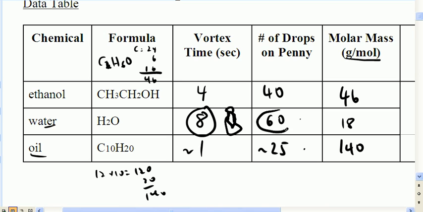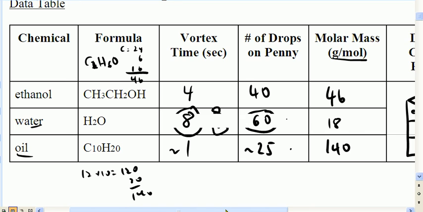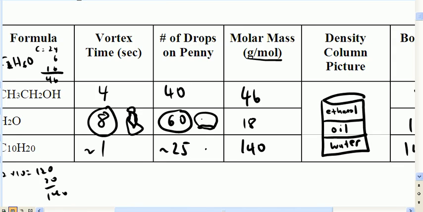We also saw that water held the most drops of water on the penny, showing that water really is friendly with itself. It's a very sticky molecule, therefore it hung on there on the penny much longer than the ethanol or the oil, demonstrating that it does have stronger intermolecular interactions. We also saw that water was at the bottom in our density column, once again showing that water is very tightly packed. It's got very strong intermolecular interactions, very friendly with itself.